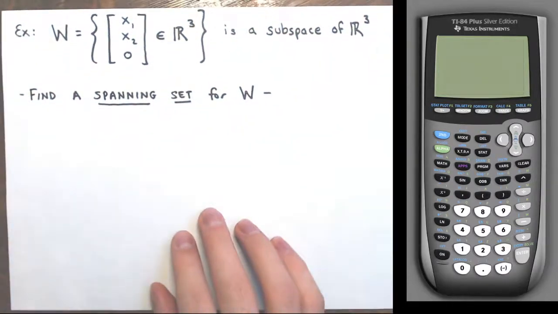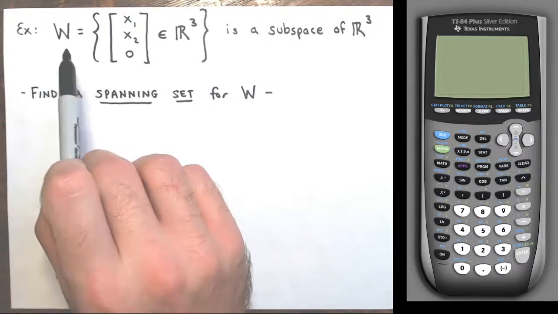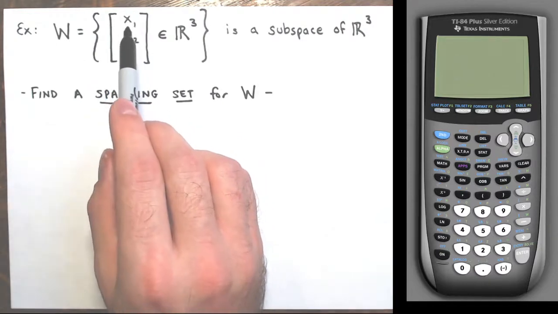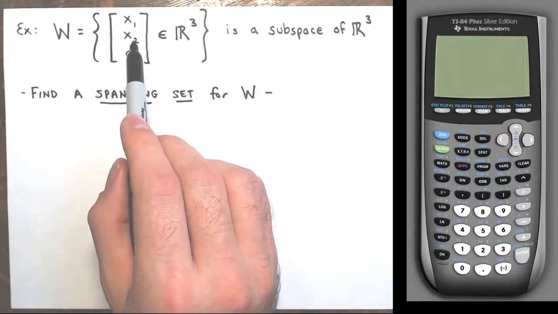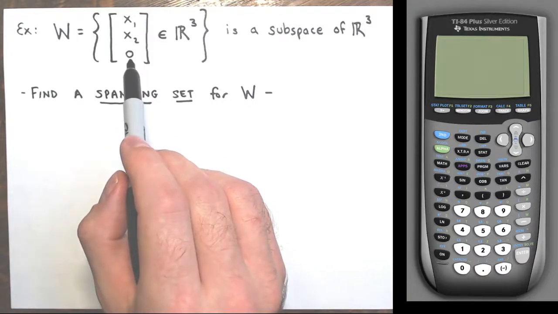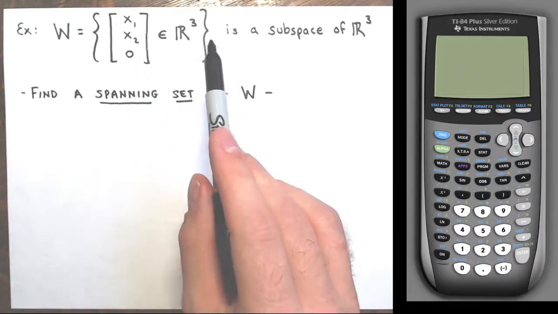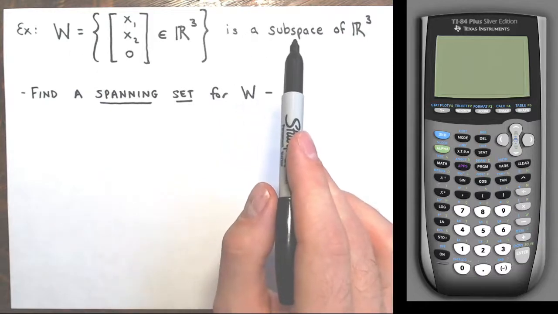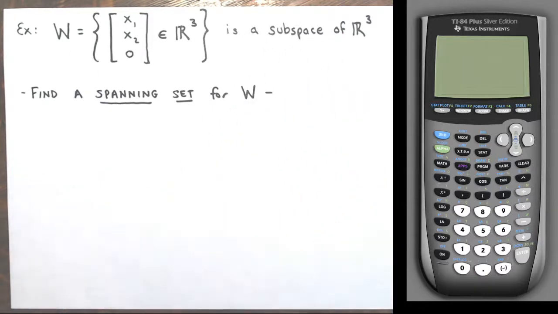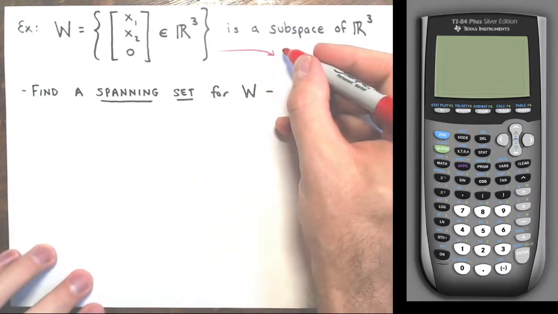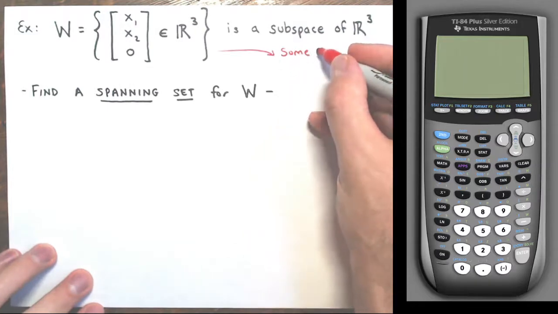All right, then my next example, I'm working in R3. Here I'm given a set W made up of vectors that look like this, where you have a first component x1, a second component x2, and the third component is 0 all the time. These are vectors in R3, and this set W is a subspace of R3, and you can verify that on your own. Not doing that. And just as I've been doing, here are some examples of vectors that would be in W.